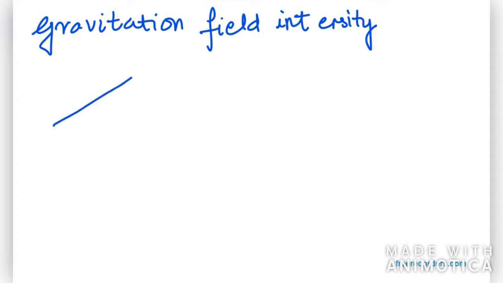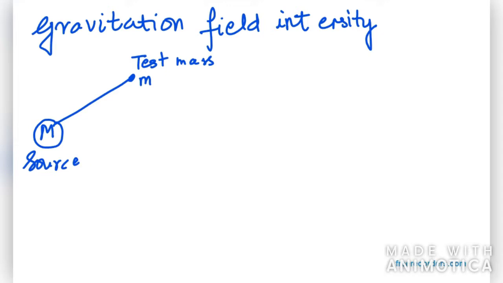Now we need to come over to gravitational field intensity. Whenever we talk about gravitational field intensity, it is with respect to a test mass, or you can say a unit mass. We will take it as m, small m. This is my test mass. We talk about the test mass with respect to a bigger mass, that is our source.